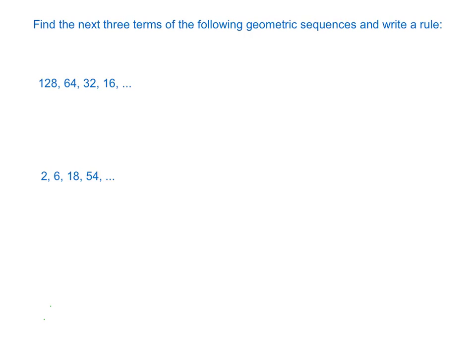Alright, so now we're looking at geometric sequences. The first term we got here in this first example is 128, and it goes to 64. That's dividing by 2, and then 64 to 32 is dividing by 2, or you could say multiplying by half, and then 32 to 16 divides by 2. So we're looking at 16, cut that in half, we get 8. Look at 8, cut that in half, we get 4. Look at 4, cut that in half, we get 2.